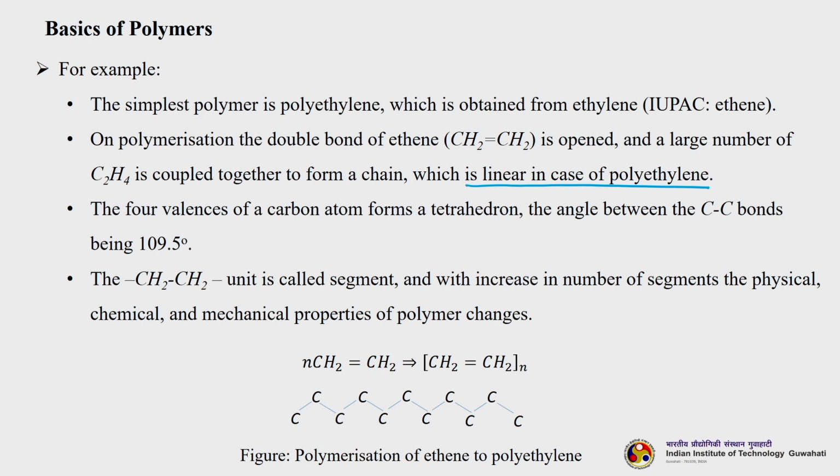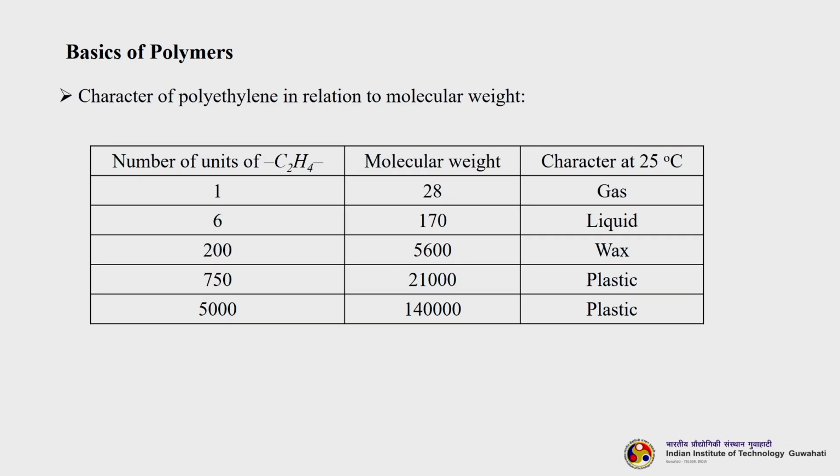The CH2 unit is called the segment, and with increase in the number of segments, the physical, chemical and mechanical properties of the polymer change. So, when we increase the number of segments, the properties of the polymer change. Let us see how, with this example of polyethylene.